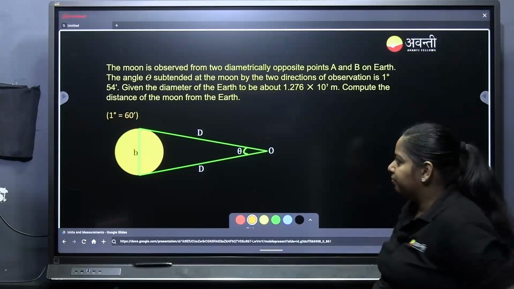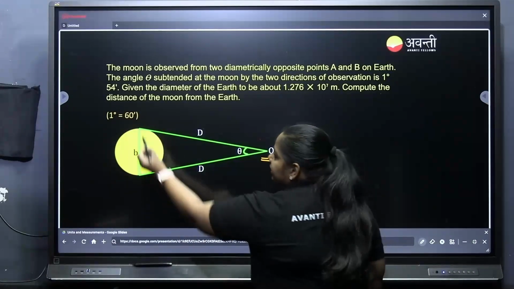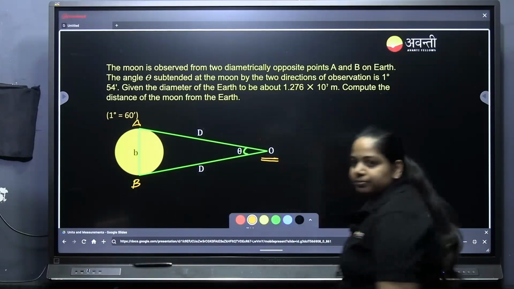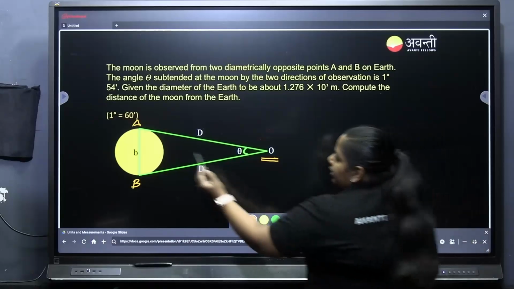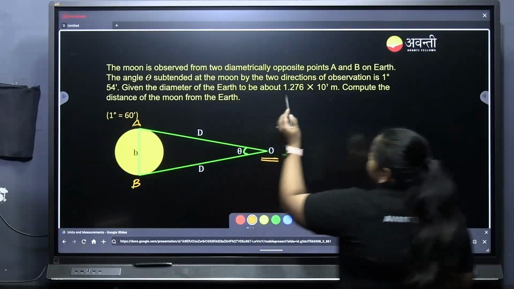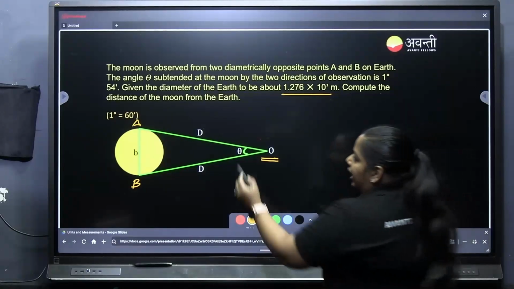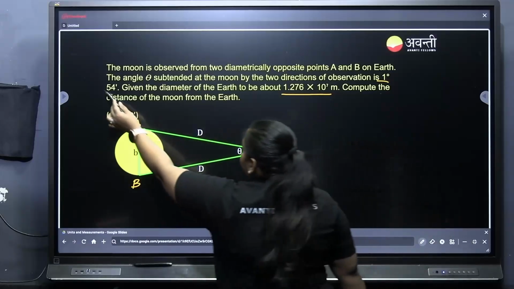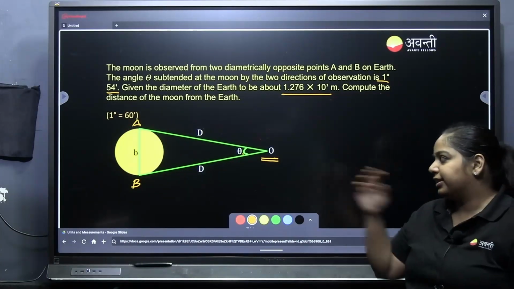Distance of an object. Given, this is the moon O, this is the Earth. They observed the moon from point A and point B, so diametrically opposite points on Earth. B is given in the question, that is 1.27 into 10 to the power 7, and angle theta is also given in the question, 1 degree 54 minutes. What you have to find is the distance d.